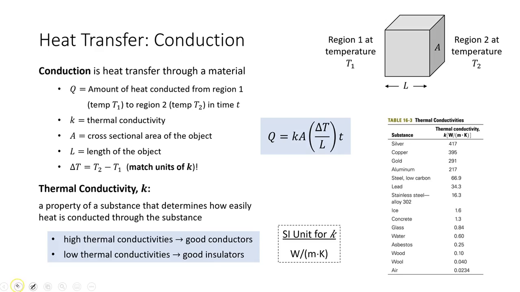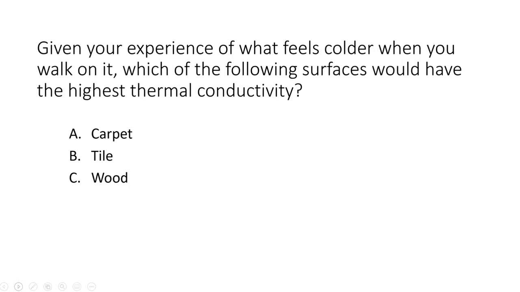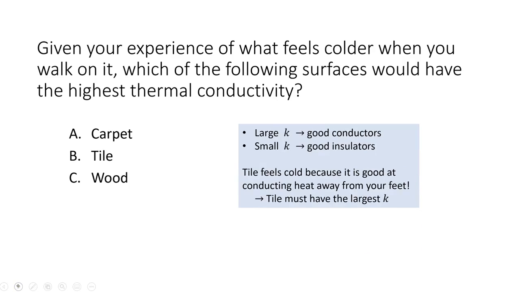All right, let's go ahead and do a quick practice problem here. Given your experience of what feels colder when you walk on it, which of the following surfaces do you think will have the highest thermal conductivity? Okay, so to think about this question, I would think back to what the thermal conductivity tells us. Remember, things with large thermal conductivities are good conductors, things with small thermal conductivities are good insulators. When you think about walking on the floor, you are generally at a little bit higher temperature than the floor. The floor would be at room temperature, so your body temperature is usually a little bit higher. And so what that means is that the floor is going to draw heat away from you.